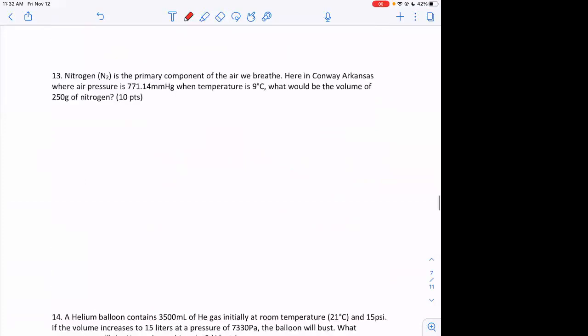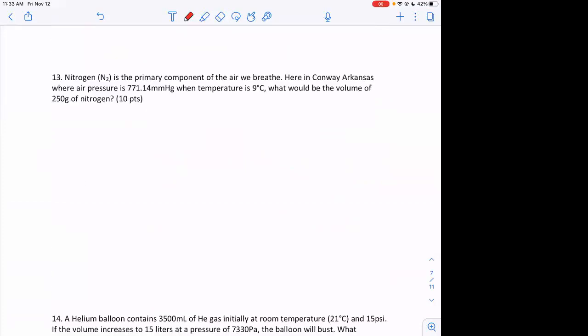Okay, 13. So now we're getting into gas laws. Nitrogen is the primary component of the air we breathe here in Conway, Arkansas, where air pressure is 771.14 millimeters mercury, temperature is 9 degrees Celsius. What would be the volume of 250 grams of nitrogen? So let's go through and label. This right here is a pressure, P. This is a temperature, T. What would be the volume? So we're looking for V.